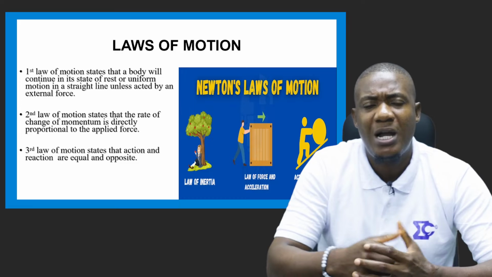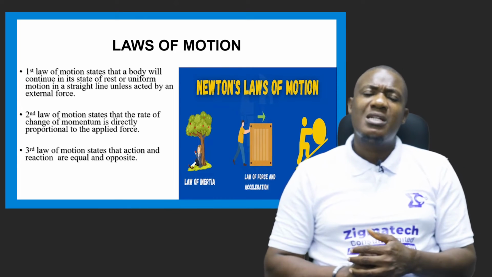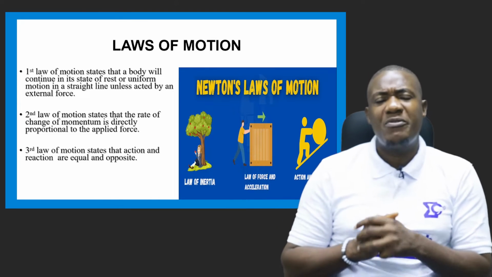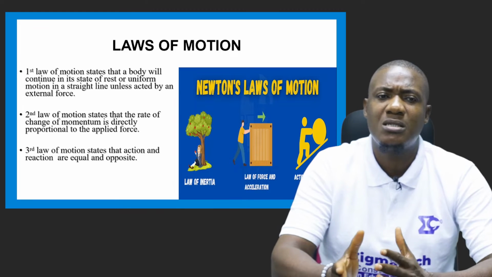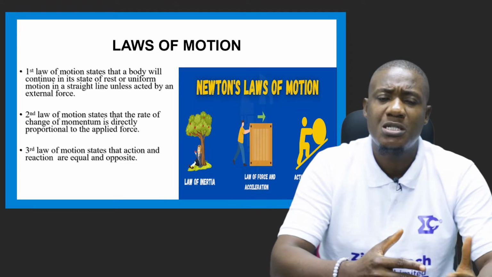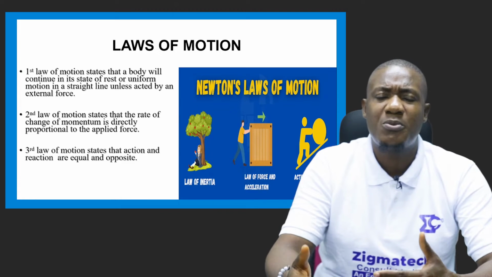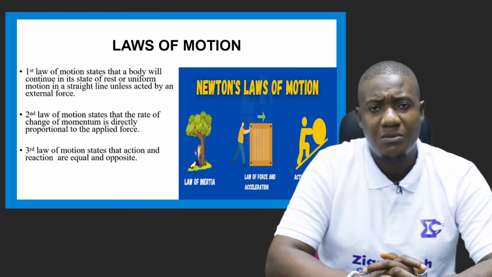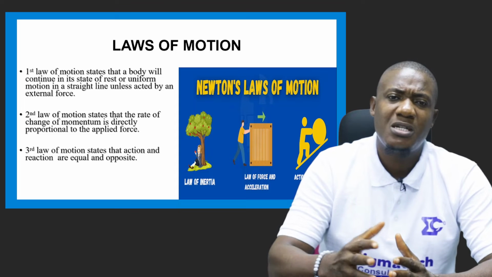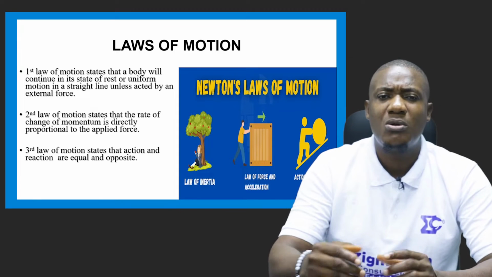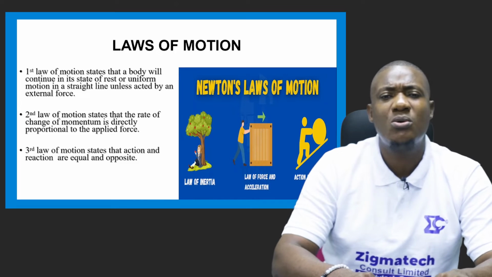We have Newton's second law of motion, which states that the rate of change of momentum of a body is directly proportional to the applied force. That is to say, the rate at which the momentum of a body changes is directly proportional to the force. Of course, you know that momentum simply means the product of mass of a body and its velocity. So if you want to determine the quantity of motion of a body, it is the body's momentum. So the rate at which this change happens is directly proportional to the applied force.